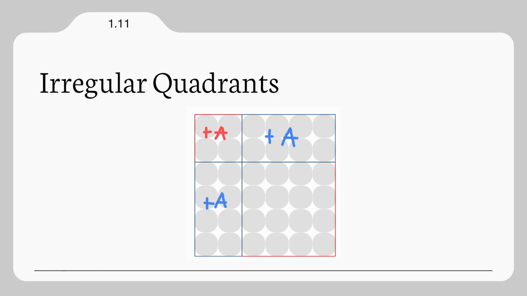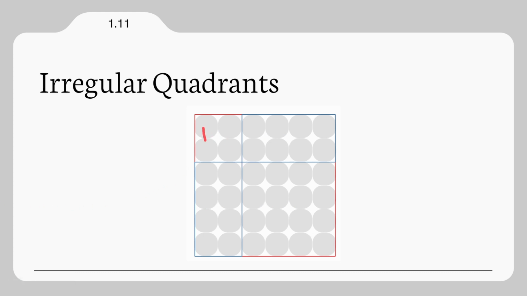Due to the fact that the blue quadrants both have the same size, it means because they both have plus A, they end up both having the same amount. Unlike the blue quadrants, these red ones don't have the same amount due to them being different sizes. However, we do know a lot about the relationship between the two of them.